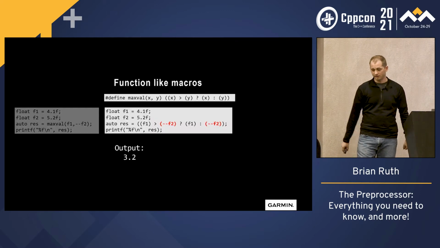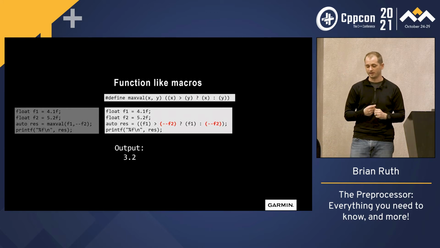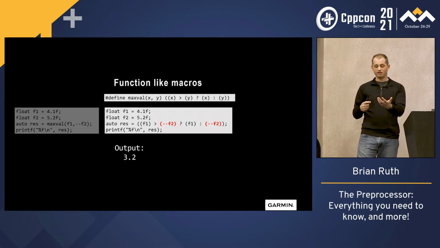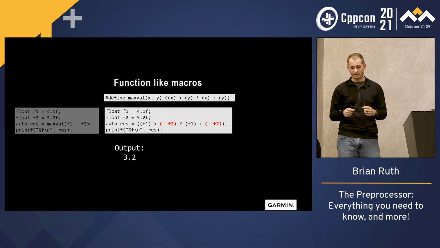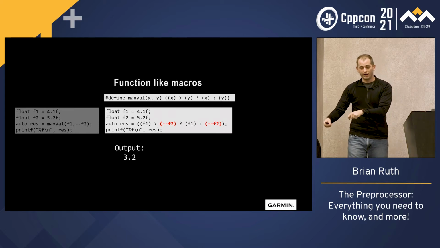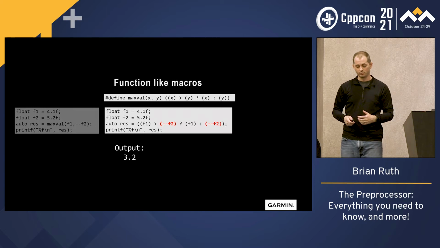So let's take a look at this function-like macro. So max_val, a very, very common function-like macro that you see. The problem with that is that it has side effects. So if you pass in a --F2 there, it's actually going to paste in that F2 twice, and it's going to evaluate that twice. So again, be careful when you're doing stuff like this.